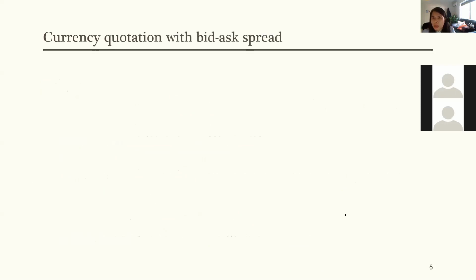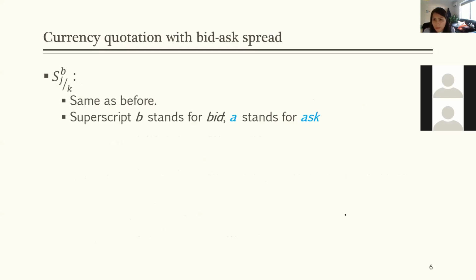Okay, so to make it even more complex, I'm going to introduce the bid and ask spread. In terms of notation, when I want to denote a bid rate, I can write S^B_{J/K}. S_{J/K} is exactly the same as before, and I'm just going to add B here for the bid rate. If I want to denote an ask rate, I can say S^A_{J/K}, with A standing for ask.